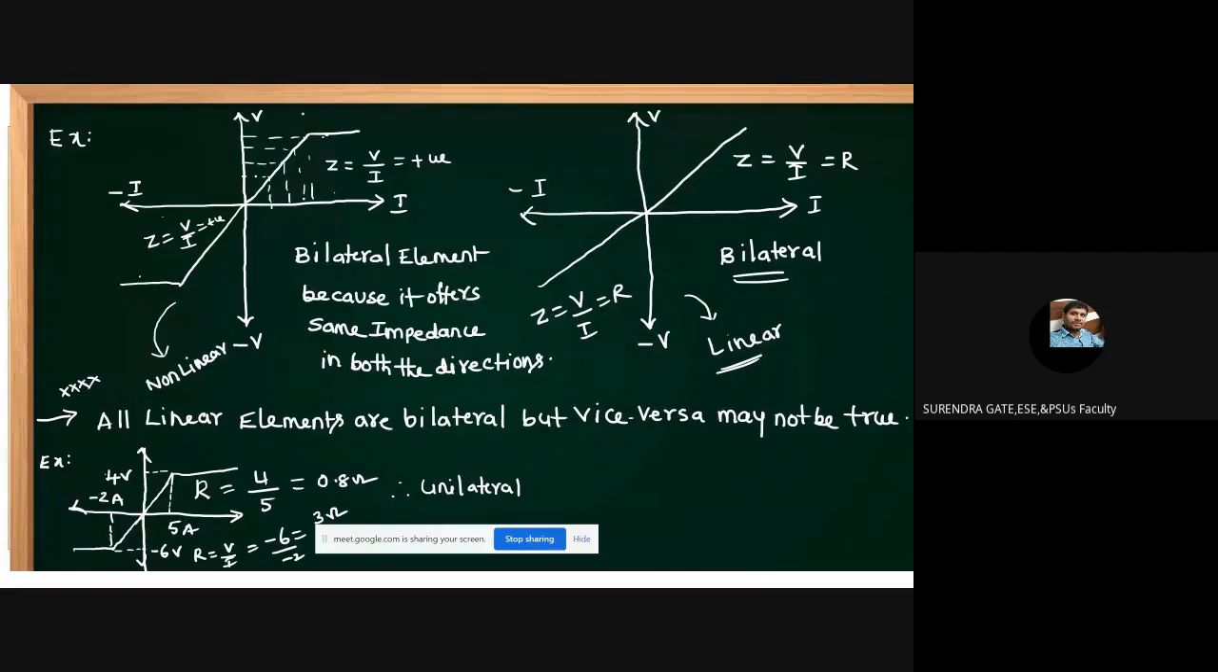Please, sir, don't get confused. Don't learn these characteristics by heart. What I am telling you is to calculate the resistance in both directions. If the resistance in both directions is the same, then we can say that it is bilateral. Otherwise, it is unilateral. If values are not given, then this is very easy to identify. If values are given, you can calculate the resistance accordingly. This is V, this is minus V, this is plus I, this is minus I.